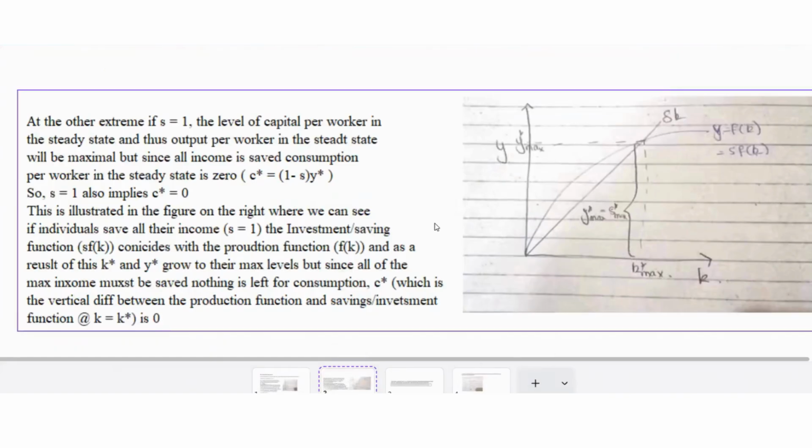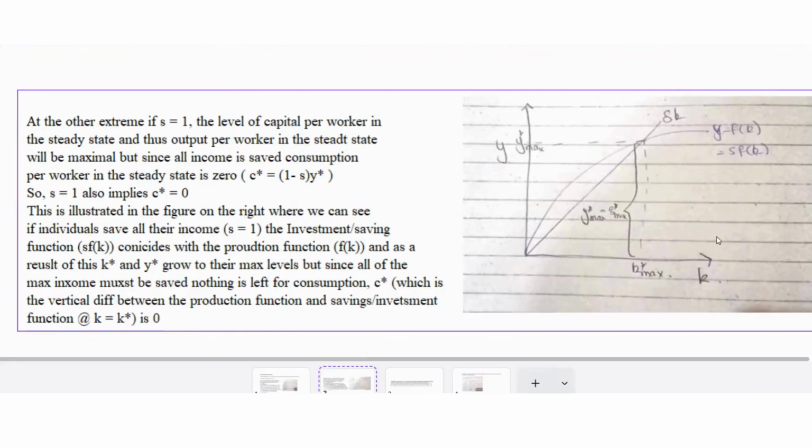Now at the other extreme, if S is equal to 1, the level of capital per worker in the steady state and the output per worker in the steady state will be maximal. But since all income is saved, consumption per worker in the steady state is 0, because C star is (1 minus S) Y star. So when S is 1, C star is 0. So S equal to 1 also implies C star is 0.